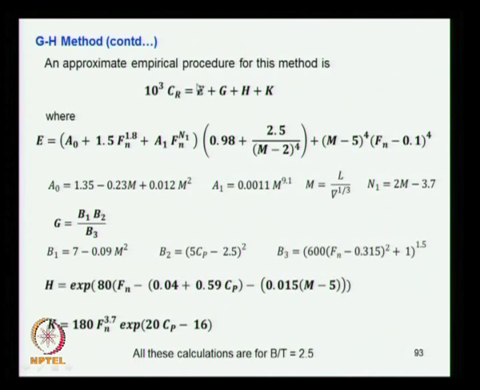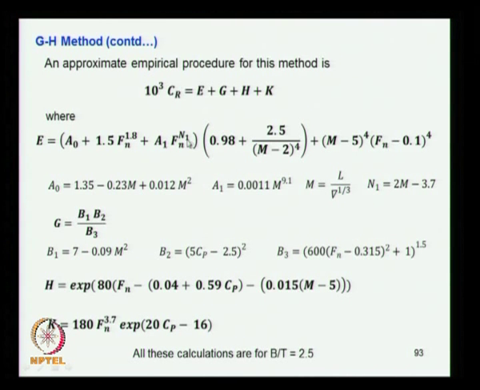Here the E term is given by the parameters A0 and Fn, A1, and then M and Fn. You see what the coefficients are: A0 is given by an expression depending on M alone, and A1 also depends on M alone. M is defined as L by delta power 1/3. So once you know this value, you can just substitute it here, and N1, which also appears here, is again represented in terms of M.